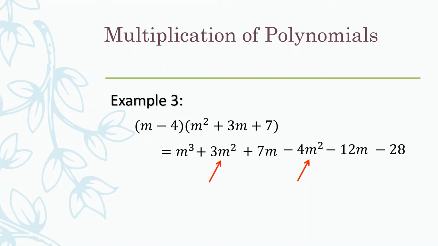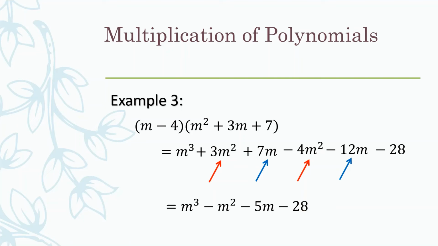3m squared and negative 4m squared are like terms, so let's combine them. Also, 7m and negative 12m, like terms din sila, so combine din natin sila. Final answer, m cubed. Tapos, when we combine 3m squared and negative 4m squared, the answer is just negative m squared. And when we combine 7m and negative 12m, that's negative 5m. Then copy negative 28. So this is our final answer.